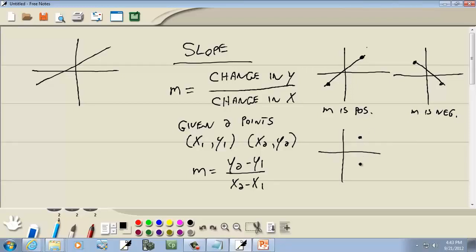Now, if I have this right here, where it's a vertical line. If you remember this from before, a vertical line is when you've got x equal to a number, like x equal to 3 or x equal to 4. When you've got a vertical line, m is undefined.